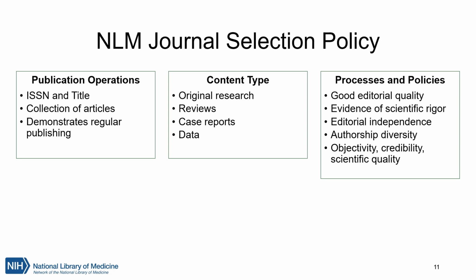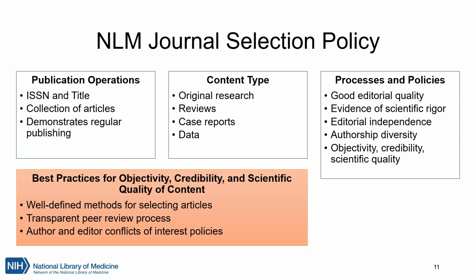Next, through its policies and processes, a journal should demonstrate good editorial quality, evidence of scientific rigor, editorial independence from the sponsor when commercial funding is received, diversity in authorship of articles, including a low proportion of articles authored by editors and editorial board members, and elements that follow best practices for the objectivity, credibility, and scientific quality of its content, such as well-defined methods for selecting articles, a transparent peer review process, author and editor conflicts of interest policies, and other ethical policies, as well as article-level statements indicating adherence to these policies.